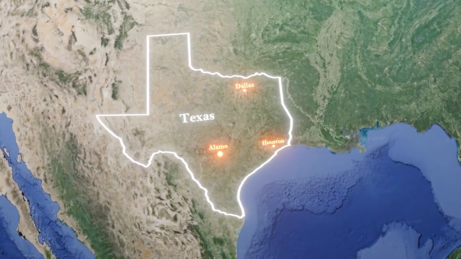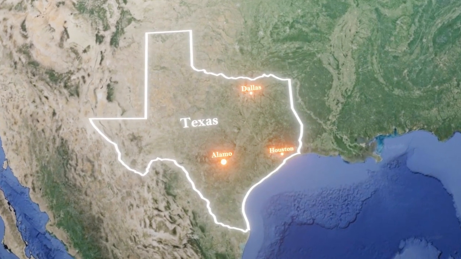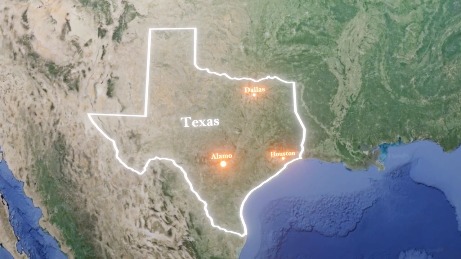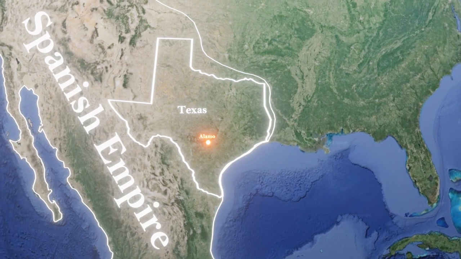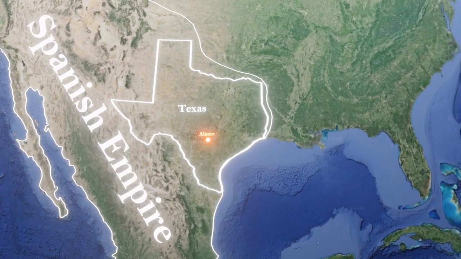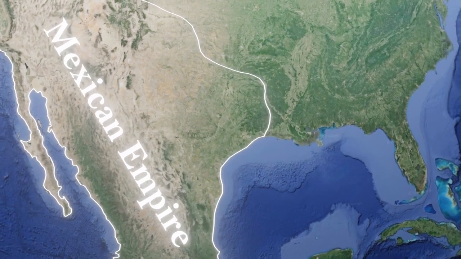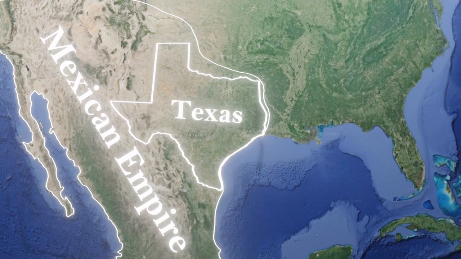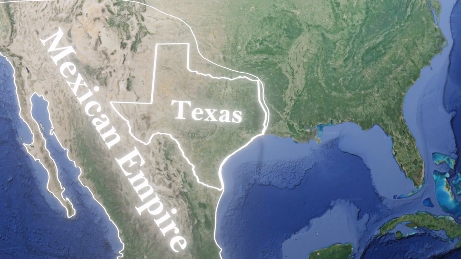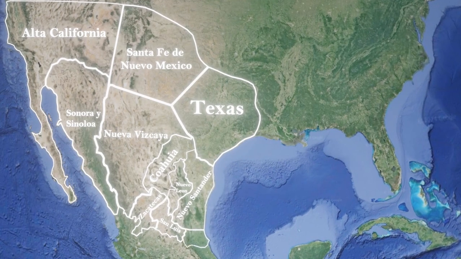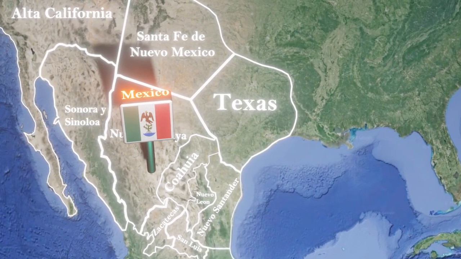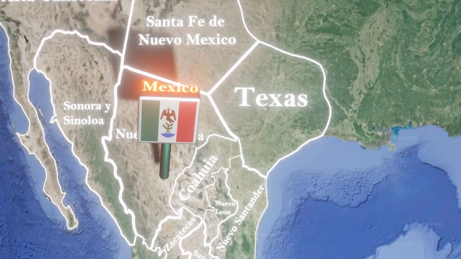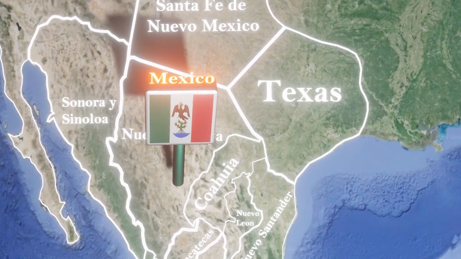To understand the Battle of the Alamo, we must first explore the complex history that led to this pivotal moment. In the early 1800s, Texas was part of the vast Spanish territory known as New Spain. Following Mexico's independence from Spain in 1821, Texas became a part of the newly established Mexican nation. During this period, the Mexican government sought to populate and develop the sparsely settled region of Texas. They encouraged immigration by offering land grants to settlers.